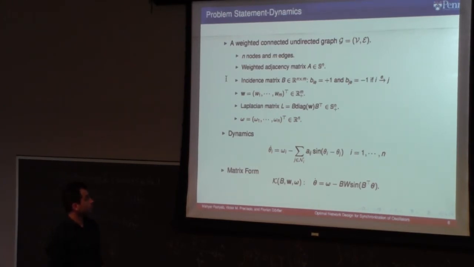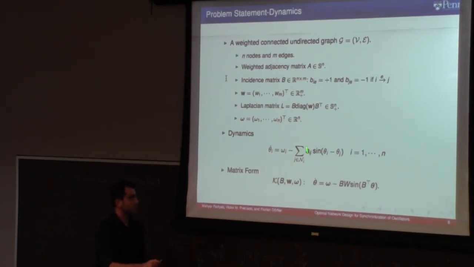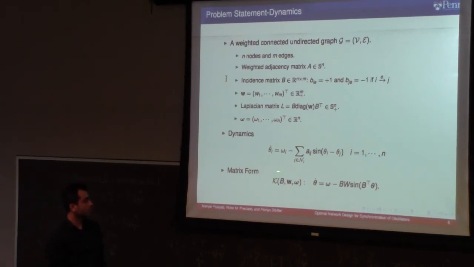And if I stack all the natural frequencies in my dynamics in a vector omega, so this was my dynamics as I stated in the first slide. Now I represent this dynamics in matrix form. So I have a Kuramoto model, which depends on 3 parameters: incidence matrix, weight vector, and natural frequencies. And this is the dynamics in vector form.